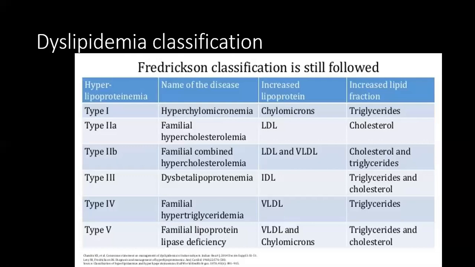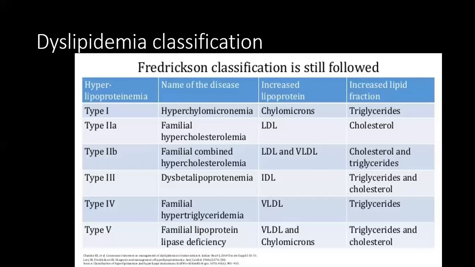And then type 3 is dysbetalipoproteinemia, and this is raised intermediate density lipoproteins, and this again increases triglycerides and cholesterol. And then we have type 4, which is familial hypertriglyceridemia, which is in the name, raised triglycerides, and it's VLDL, that's the lipoprotein that's increased. And type 5, which is the most different one, so it's the last one, it's completely different. It's familial lipoprotein lipase deficiency.